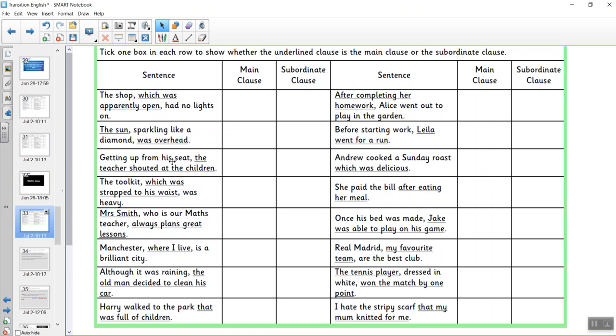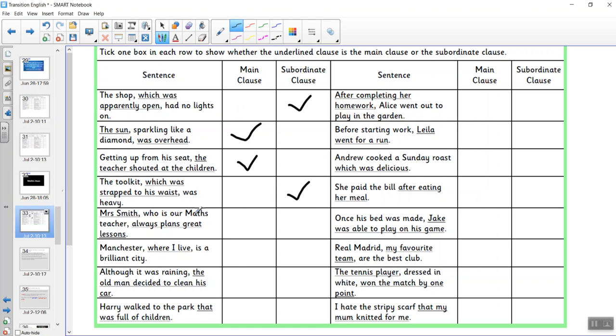Okay, let's quickly whiz through these then, shall we? So the shop, which was apparently open, is a relative clause. The sun, sparkling like a diamond, was overhead, main clause. Getting up from his seat, the teacher shouted at the children. Well, getting up from his seat is a fronted adverbial, isn't it? The teacher shouted at the children is a main clause. The toolkit, which was strapped to his waist, is a relative clause.